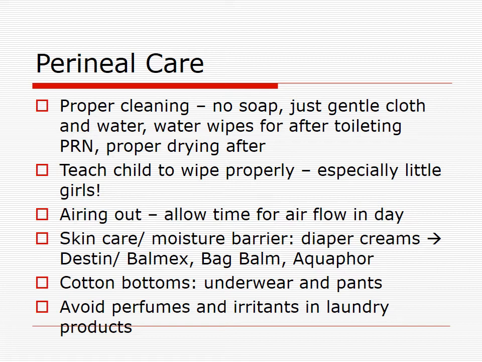Skin care, if needed, or a moisture barrier can be whatever diaper cream worked best for the child. There are lots of examples of this. It includes Desitin, Balm-X, Bag Balm, Aquaphor. And typically I just ask the parent what worked best for the child when they had diaper rash, and this is usually a good thing to try, especially if we're having issues of urinary or fecal incontinence. We want to avoid perfumes and irritants in laundry products. I know that my daughter has a very sensitive little bottom, and so we always have to use all free and clear. And if we don't use that, let's say she goes to grandma's house and grandma cleans her underwear, she ends up having some irritation because of that scented laundry detergent.